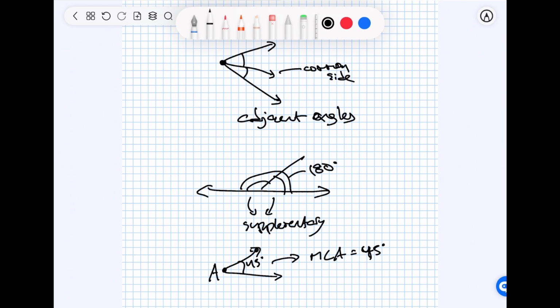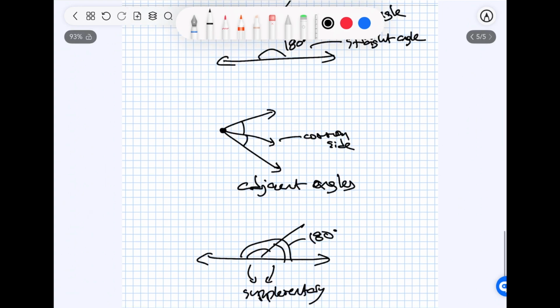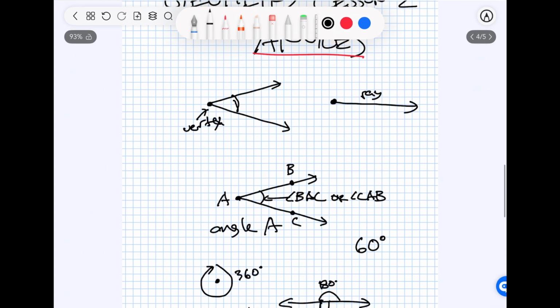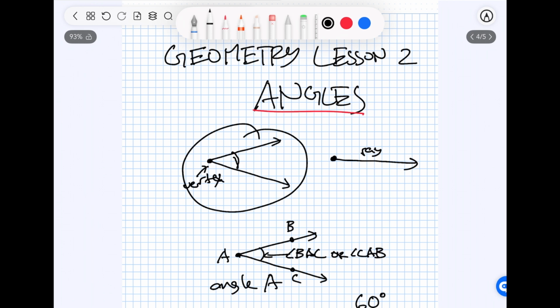So before we finish, let's review the main ideas. An angle is formed by two rays with a common endpoint called a vertex. Angles are measured in degrees. A full rotation around an angle is 360 degrees. A right angle is always 90 degrees. Acute angles are less than 90 degrees. Obtuse angles are between 90 and 180 degrees. And straight angles are exactly 180 degrees.